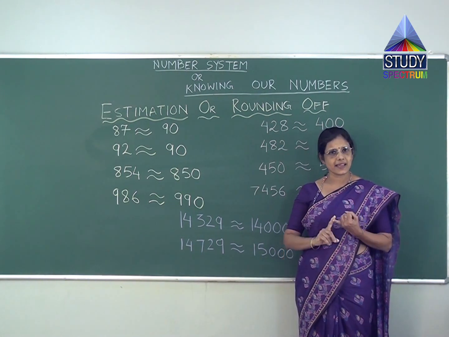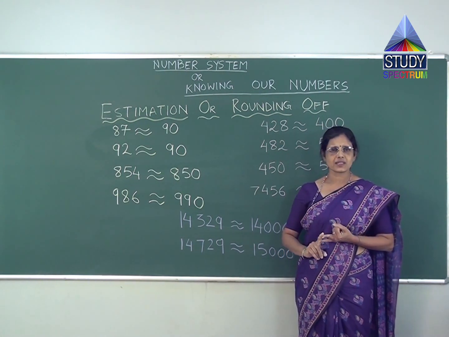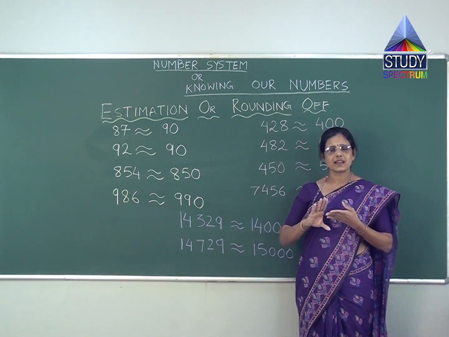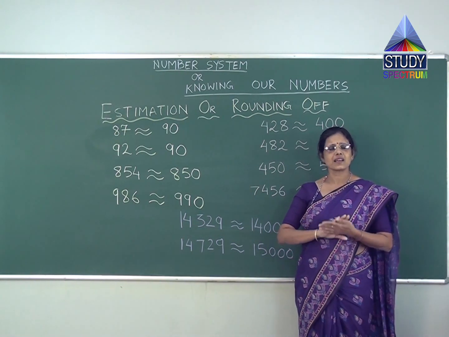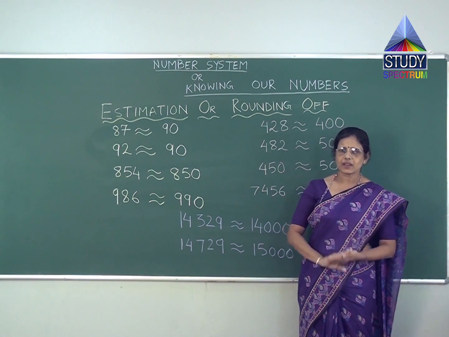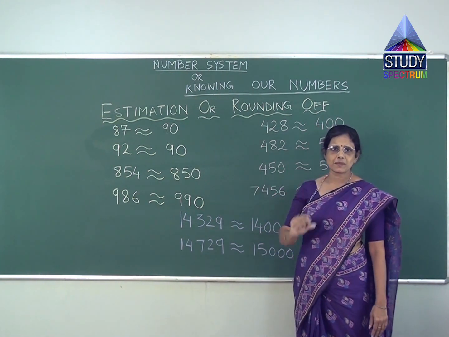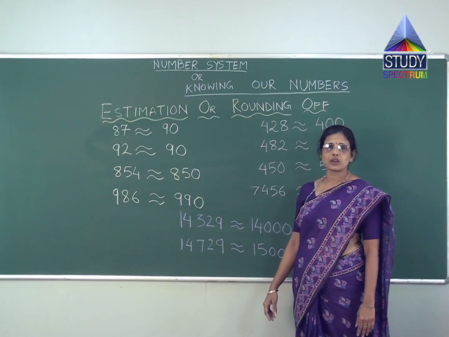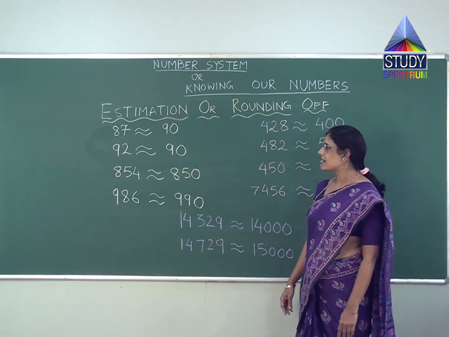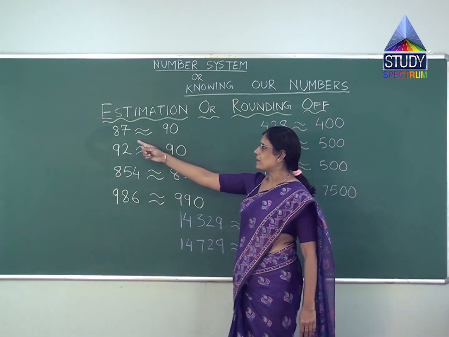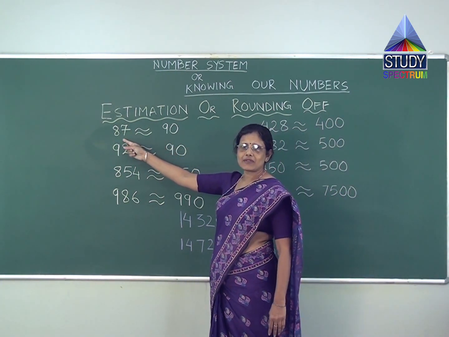It can be nearest tens, nearest hundreds, nearest thousands, nearest 10,000, nearest lakhs, anything it can be. Okay? Now, the smaller number I am starting with. Suppose I am talking about the nearest tens. Suppose one number, you see it is 87.